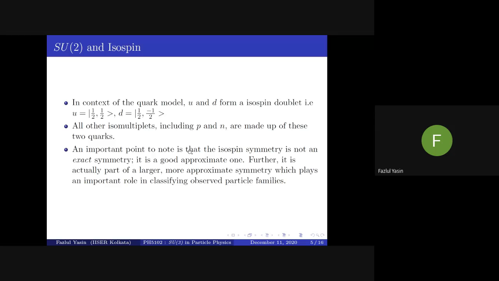Another important point to note is that isospin symmetry is not an exact symmetry, which implies that it's not unconditionally valid. It's a good approximate symmetry because of the closeness of masses of P and N, but again, it's not exact. And now we'll see that it actually is a part of a larger, more approximate symmetry, which plays an important role in classifying observed particle families.